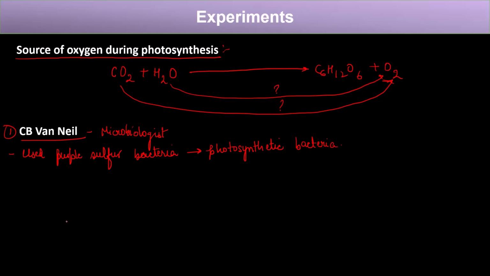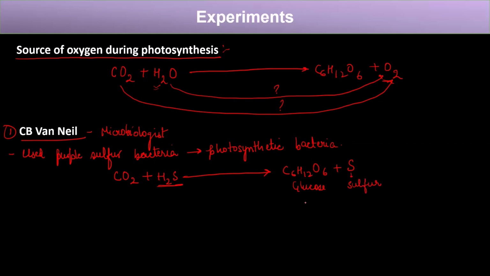But in this photosynthetic bacteria, the photosynthesis reaction that takes place looks like this. So what is the difference that we are observing here? Instead of H2O, this bacteria uses H2S. And hence the byproduct that is formed along with the glucose is what? Sulfur. The byproduct formed is sulfur.